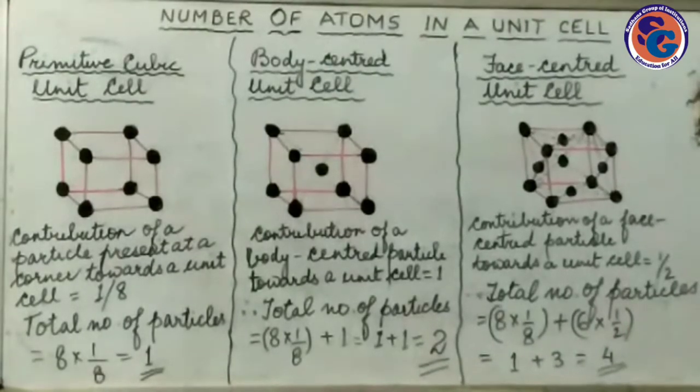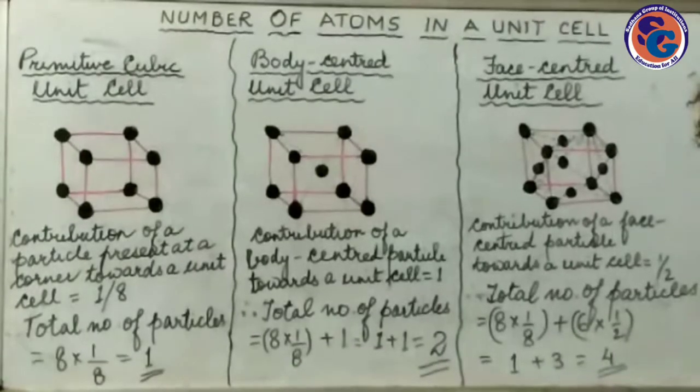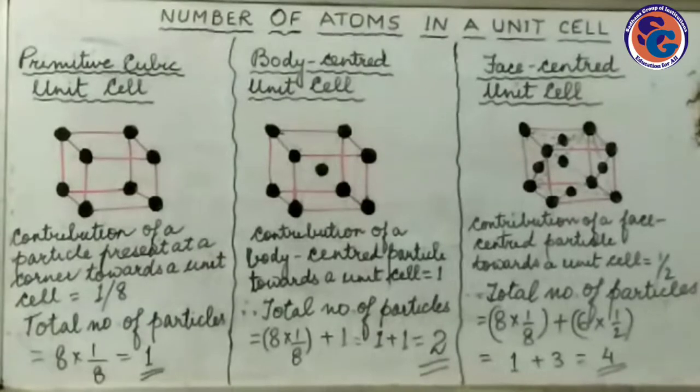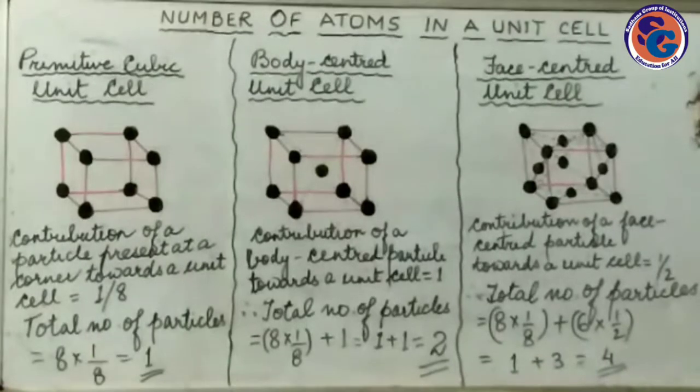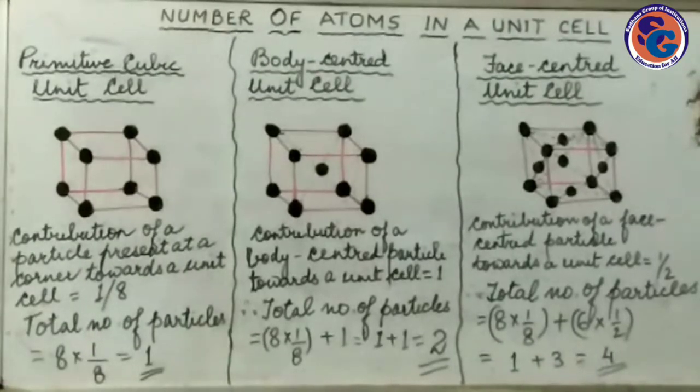So if we compare all these 3 unit cells, we see that in case of the face-centered unit cell, the number of particles are more in a given space, in a given region, and that is why the packing here is more efficient. That means very little empty space is found in a face-centered unit cell.